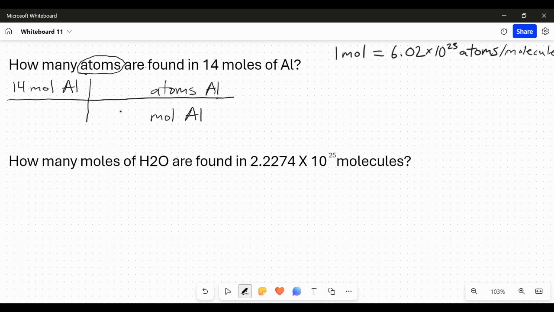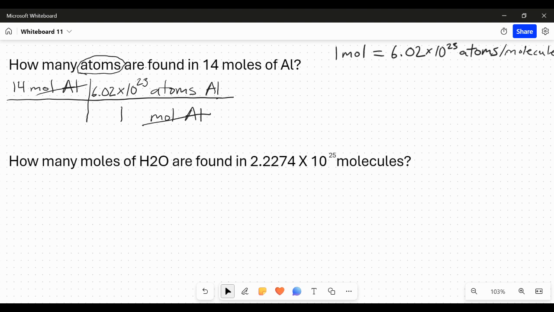Now we need to plug in the numbers here. From our relationship, we can see that one mole is equal to 6.02 times 10 to the 23rd power atoms. So that's a lot of atoms. Let's cancel out our units. And now the only unit we have left is atoms of aluminum. We are now at the unit that we want. So all we have to do is solve the math problem now.